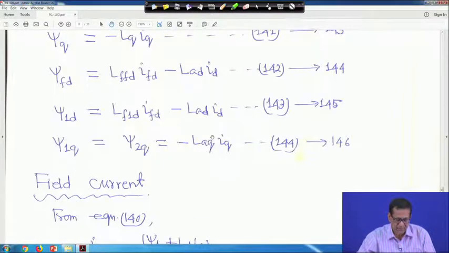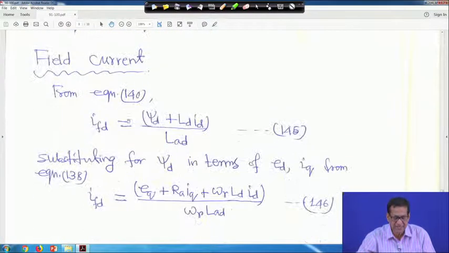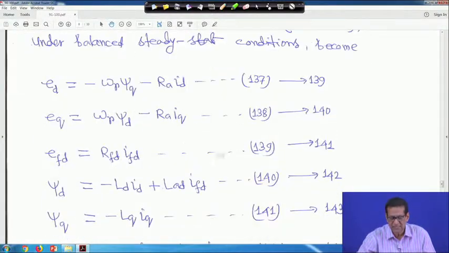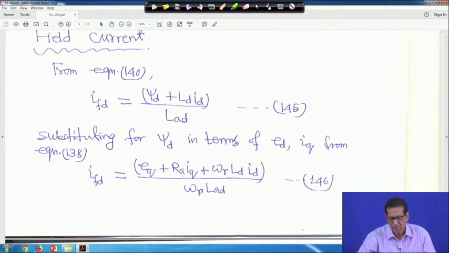Now the field current, from equation 140, psi d is equal to minus Ld Id plus Lad Ifd. So, you can write that Ifd is equal to psi d plus Ld Id upon Lad, that is equation 145. Now, substituting for psi d in terms of Ed, Eq from equation 138, if you come to equations 137 and 138 and substitute, you will get this expression of Ifd, that is Eq plus Ra Iq plus omega r Ld Id divided by omega r Lad. This is equation 146.